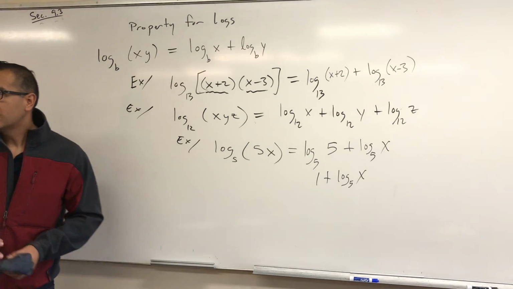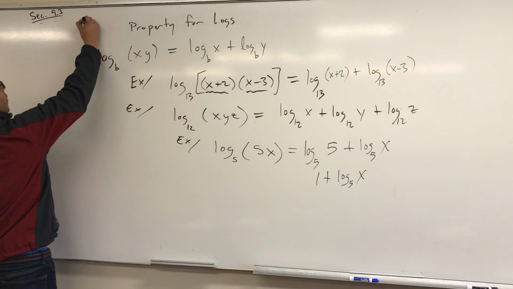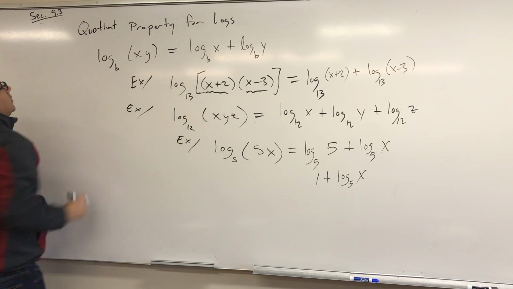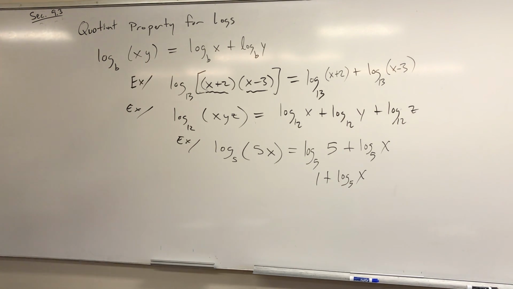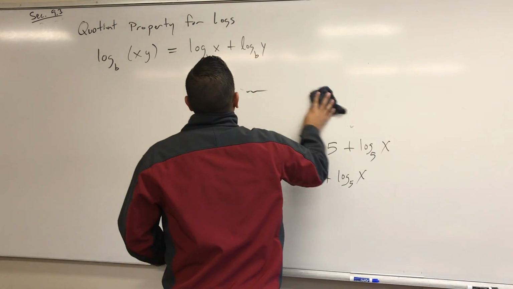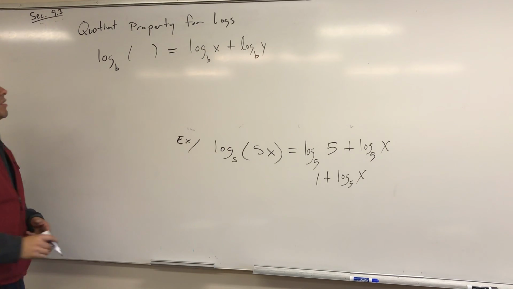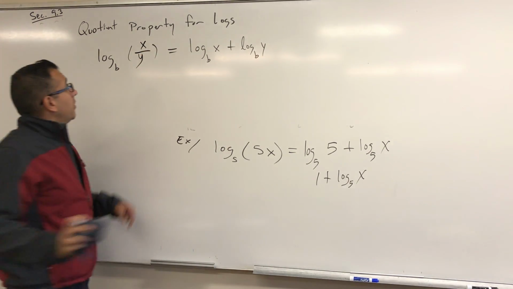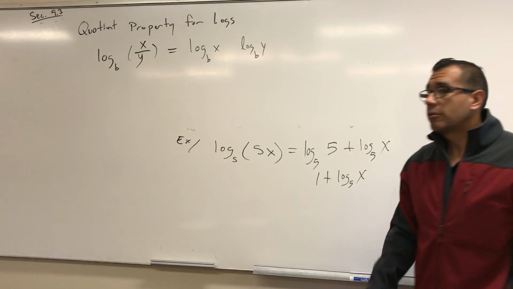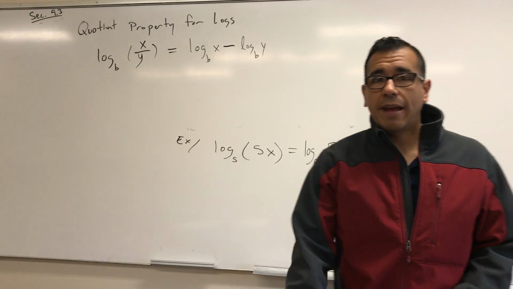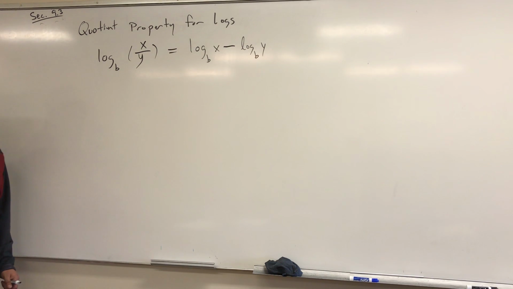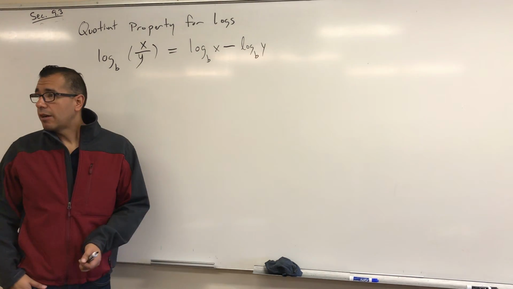So now, since we have multiplication, there should be one that has what? Division. So we're gonna call that our quotient property for logs. Quotient, we know it's just dividing, so we're gonna have x divided by y. If multiplication meant that you're gonna add, then you could imagine that quotient is gonna tell us to do what? To subtract. So there's our property right here. It's just saying whenever you have division going on, we go ahead and subtract.